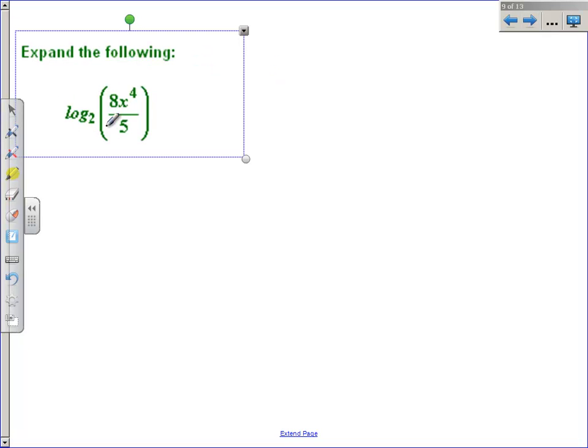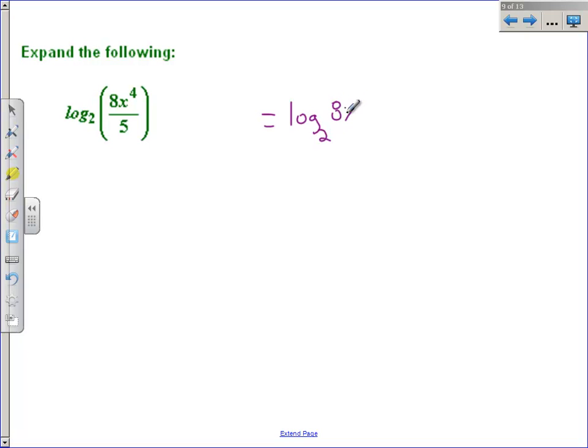Here I've got the log base 2 of, in the numerator, a product. I've got 8 times x to the 4th, and in the denominator I've got 5. So this can be rewritten as the log base 2 of the entire numerator, 8x to the 4th, minus the log base 2 of 5.